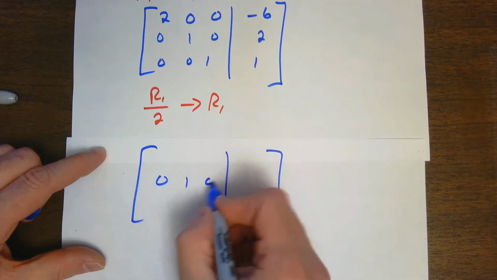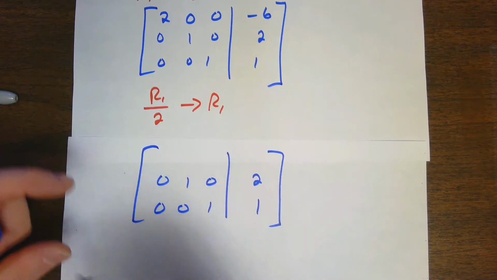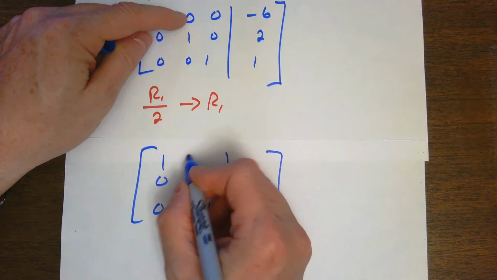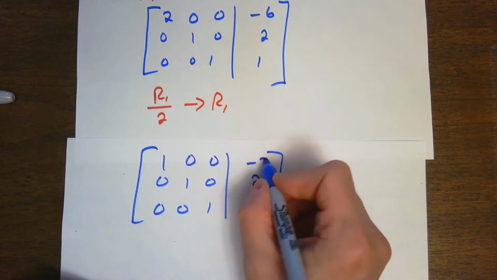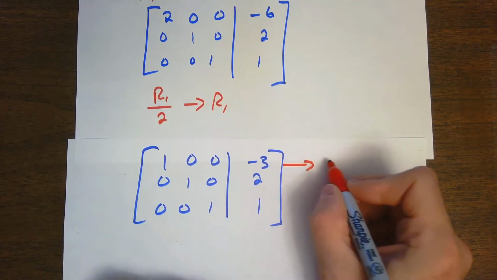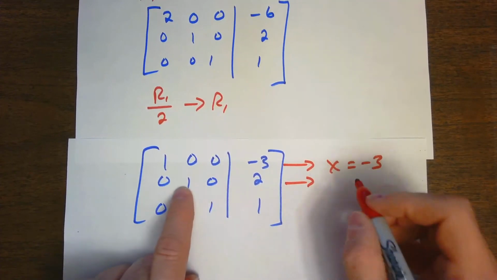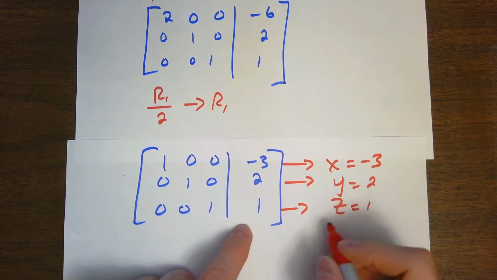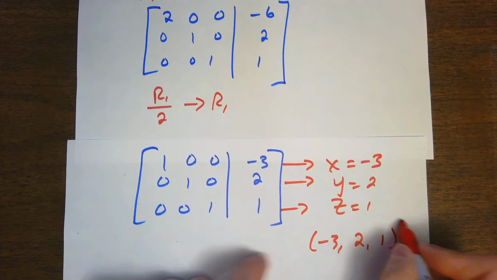So I'm not going to change row 2. I'm not going to change row 1. 2 divided by 2, 1. 0 divided by 2, 0. 0 divided by 2, 0. Negative 6 divided by 2, negative 3. And here we have our solution. 1x, no y's and no z's, 1y and 1z. Or, another way of writing it, negative 3, 2, 1.